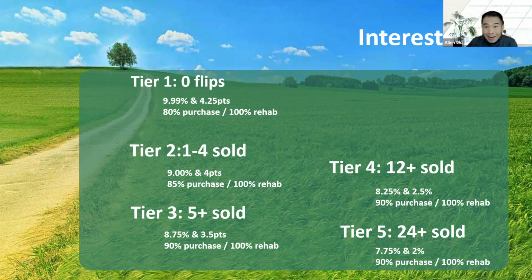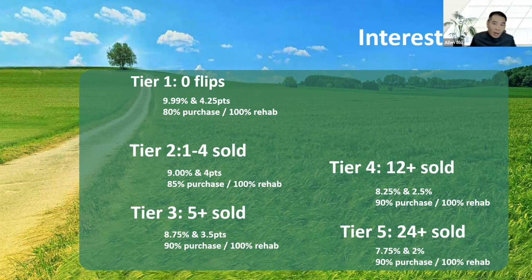they give you approximately 9.99% with 4.25 points, charging you 4.25%, 80% purchase price, 100% renovation budget. Now, what is today's interest rate if you have the experience? I would say somewhere around 10.5. So as you can see, it's not up that much. Oh, no, sorry. This is no experience. It's approximately, I would say, 11%. So it's approximately 1% more than before.